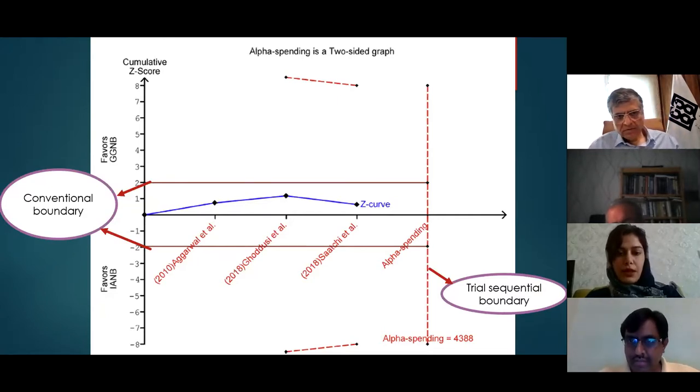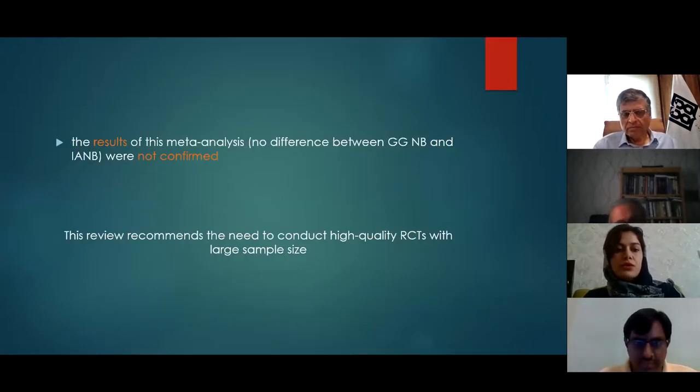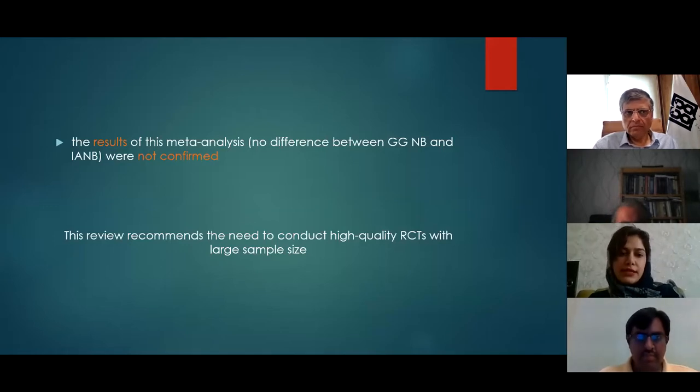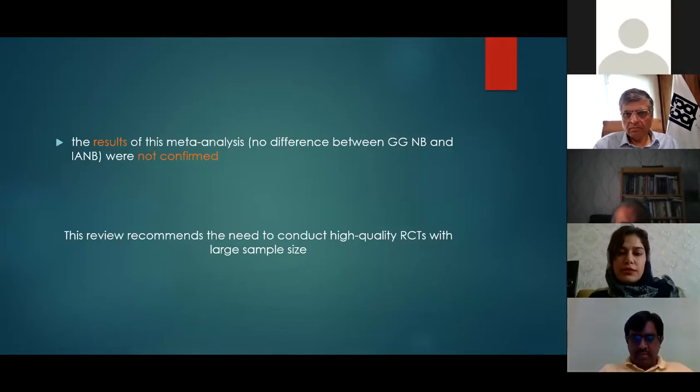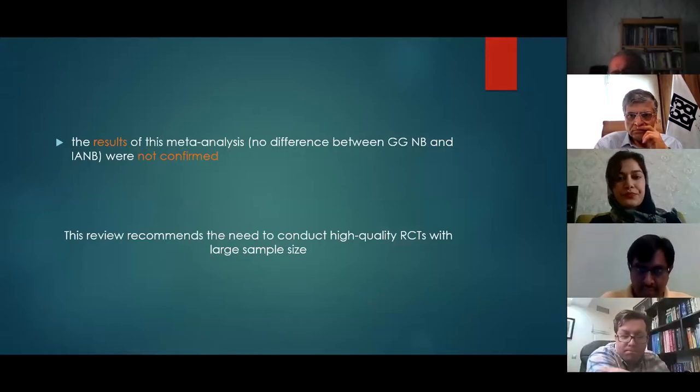Yes. Okay. So the result of this meta-analysis, which showed no difference between GO gates and inferior alveolar nerve block, was not confirmed because of the small sample size. And this review recommends the need to conduct high-quality RCTs with large sample size.